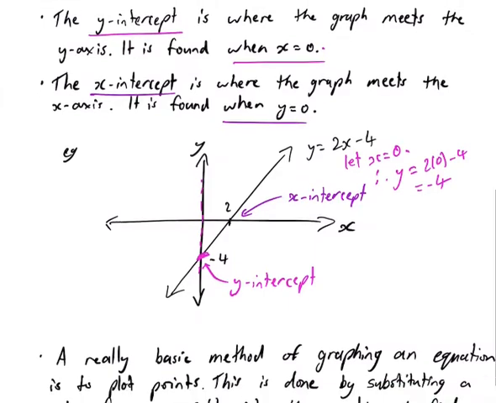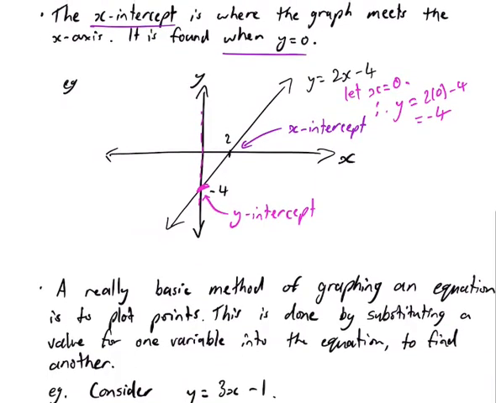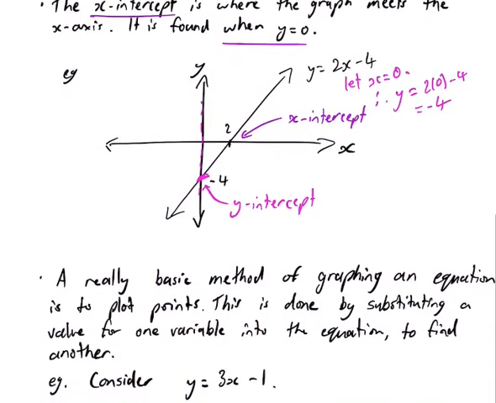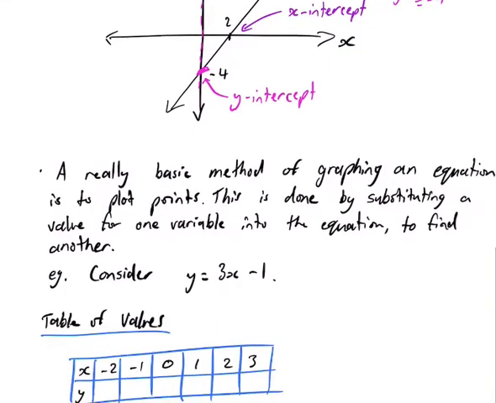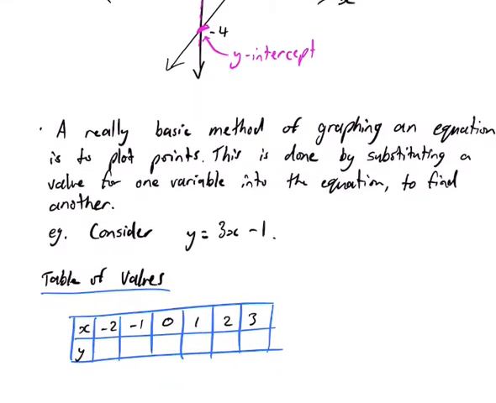All right. A really basic method of graphing an equation is actually just to find a series of points or coordinates. And to do this, we simply substitute in a value for one variable into the equation to find another. Let's have a look at an example of what I mean there. So if I consider the equation y equals 3x minus 1, I might draw up a table of values. I'm sure some of you are pretty familiar with this.